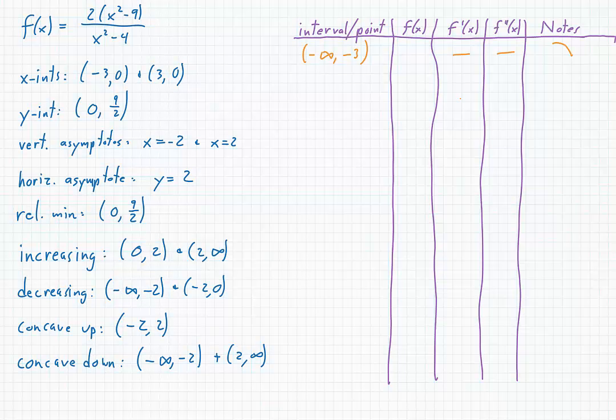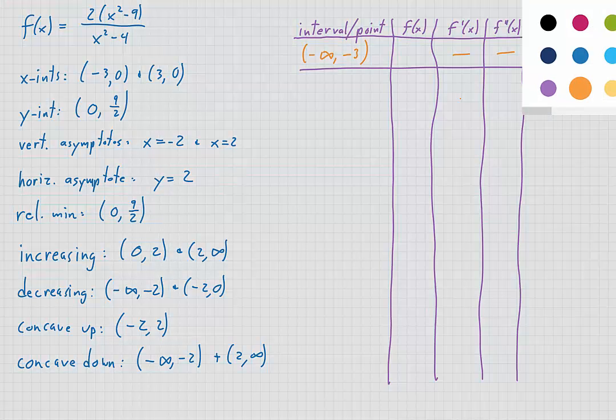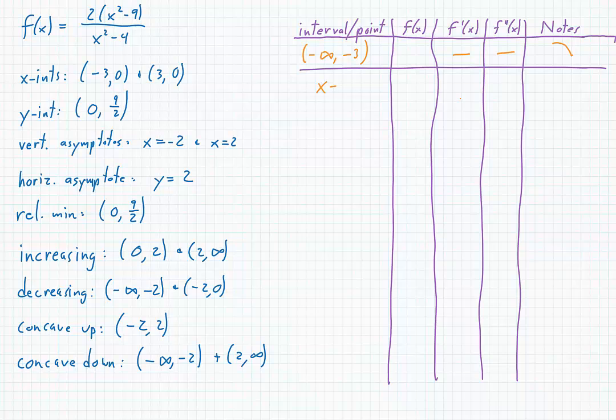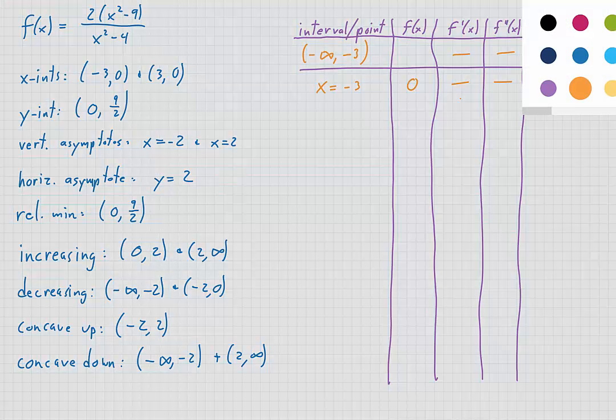Now, when we get to negative 3, something happens, and that something is we have found an x-intercept. So I'm going to write x is equal to negative 3. At negative 3, the value is 0. We know that the first derivative is still negative, the second derivative is still negative. That hasn't changed. They're going to be both negative all the way up to negative 2, and therefore we still have this shape going on. Alright, let me draw that a little bit better there. Something like that.